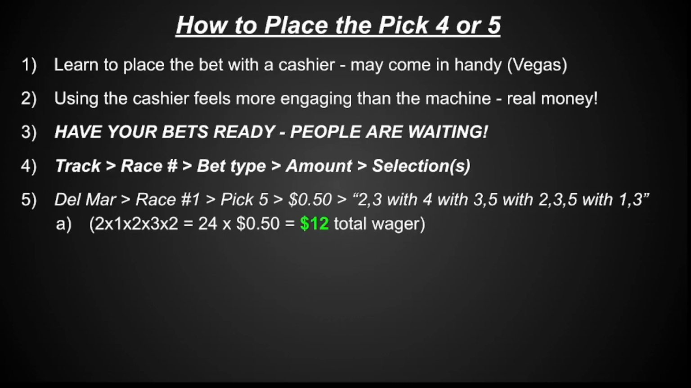So how to place the pick 4 or 5. I think it's good to learn how to place the bet with the cashier. This may come in handy if you're in a place like Las Vegas or an off-track betting parlor where they don't have many of the automated machines. Using the cashier just feels more engaging than the machine. You're dealing with real money, so you're handing over real money, so you see the value being exchanged. And when you get back real money, it's just a more fun feeling than getting a little bet slip back, I think, personally. I like the ATM style machines. They're just convenient, but everyone, I think, should just learn how to place a bet with another human.